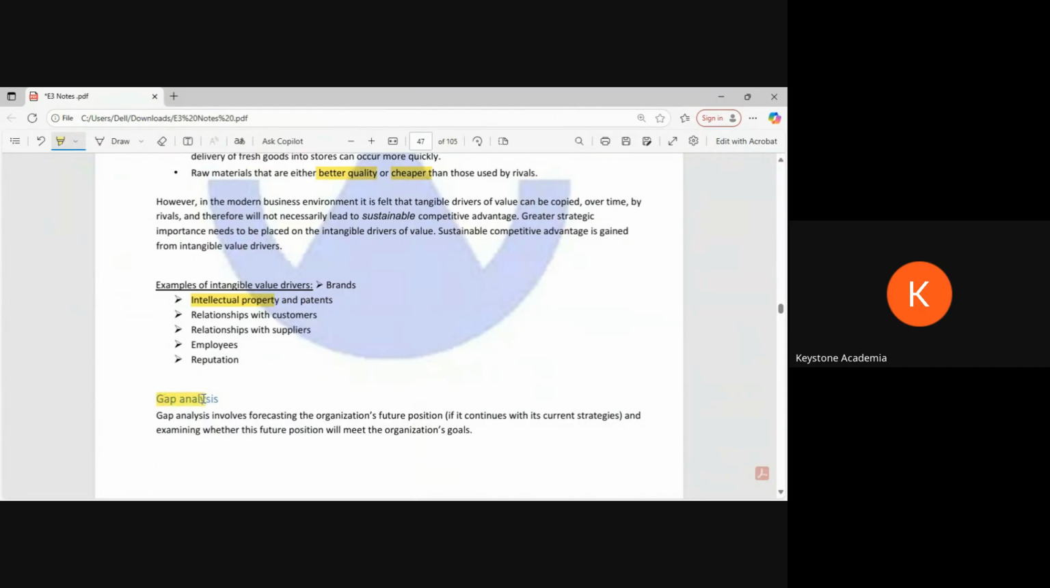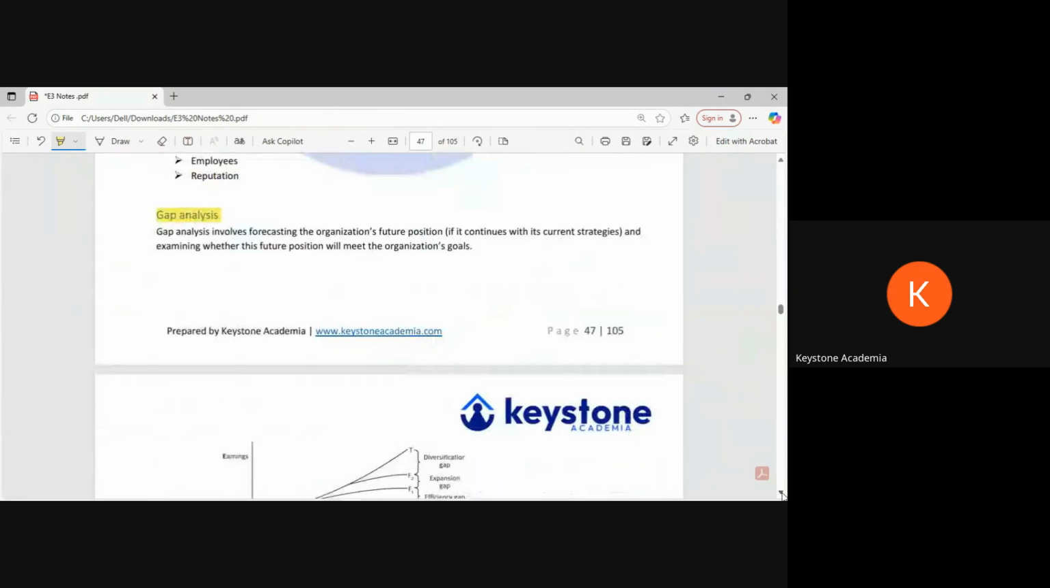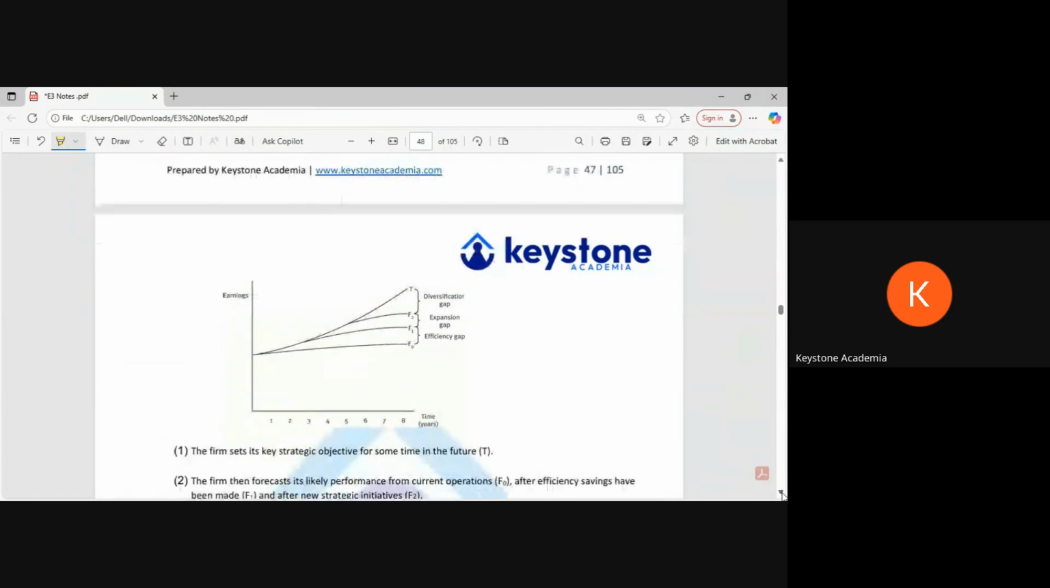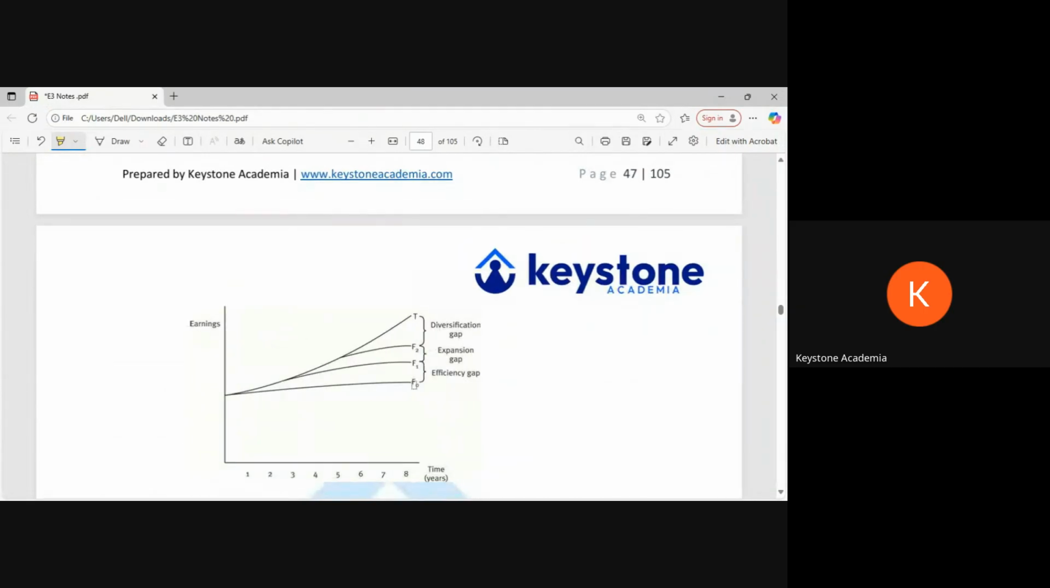Another aspect is that we can do gap analysis also. Gap analysis is technically a proactive way to manage the problem. For example, we are here and our target was this T for our earnings, let's say in revenue. But once we start, we are just reaching this, for example, F0. So what companies do, they don't wait till here. For example, we realize at this point itself, when we start, that we are not reaching the target.